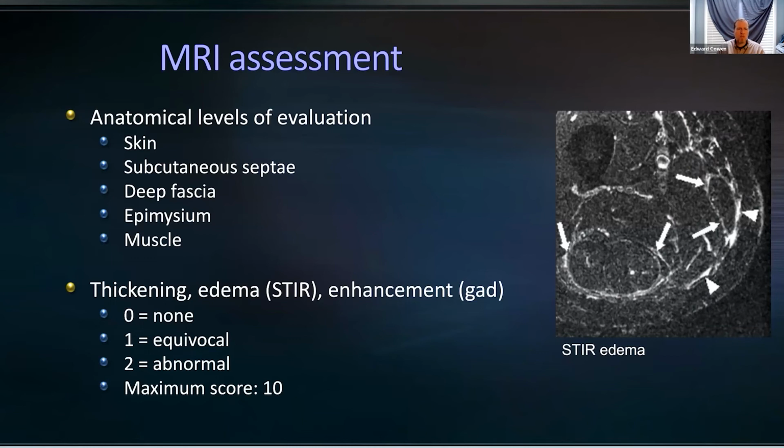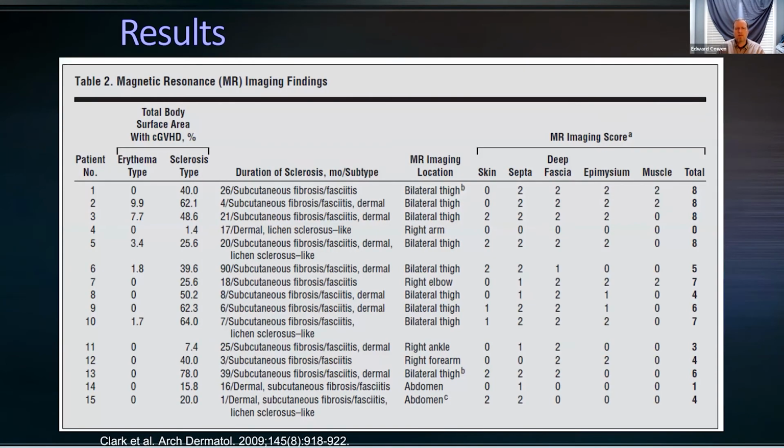So one of the things we've been interested in is using magnetic resonance imaging to objectively assess the level of skin involvement and the depth of involvement. And so what we did is we actually developed a scoring system for the skin and subcutaneous layers of tissue. And you can see that here. And what we found is for patients who have skin fibrosis, they actually typically have much more involvement that goes beyond just the skin. That goes down to the deeper tissue, even the muscle.